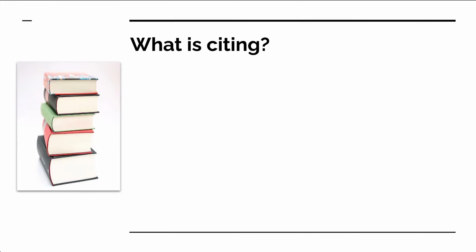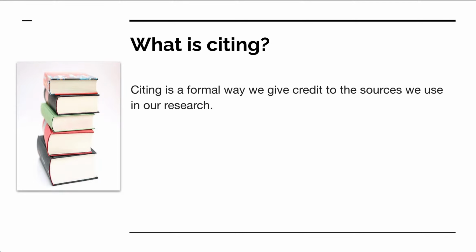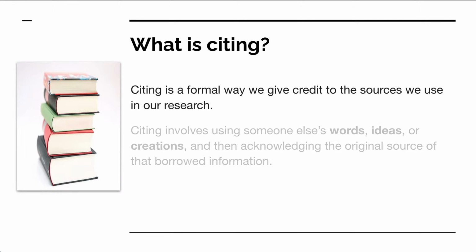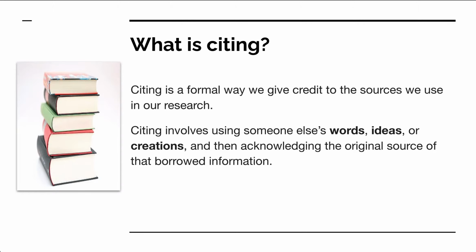When in college, your professors will expect you to use outside resources and to use them ethically in your research. Citing is simply the formal way that we give credit to those outside sources that we use in our research. It involves using someone else's words, ideas, or creations, and then acknowledging the original source of that borrowed information.